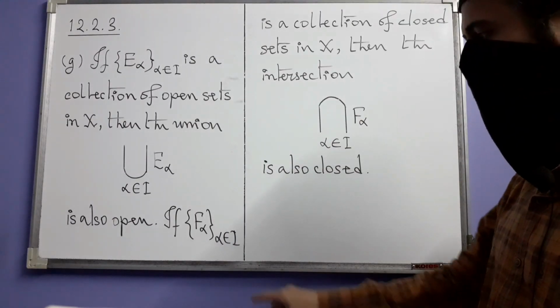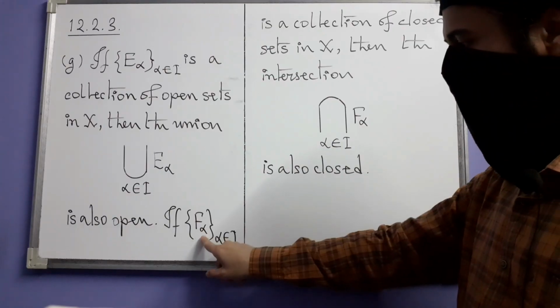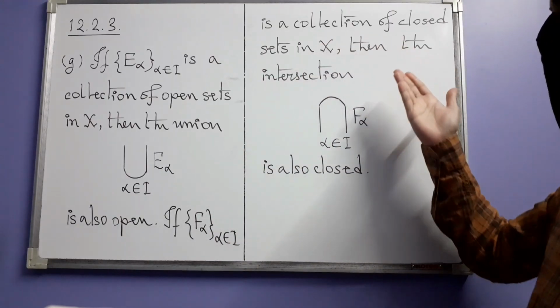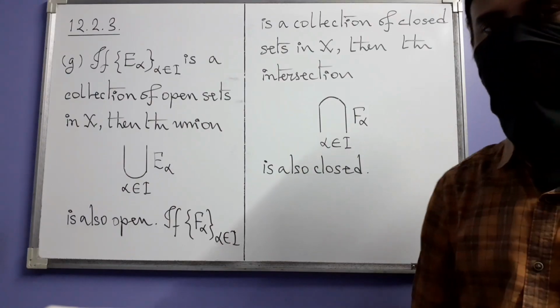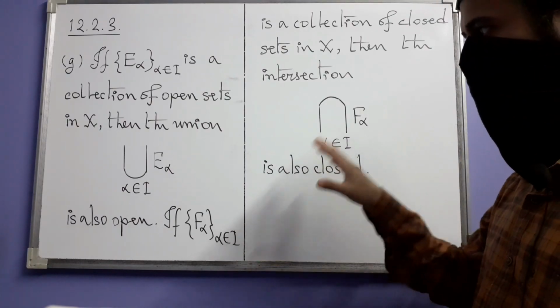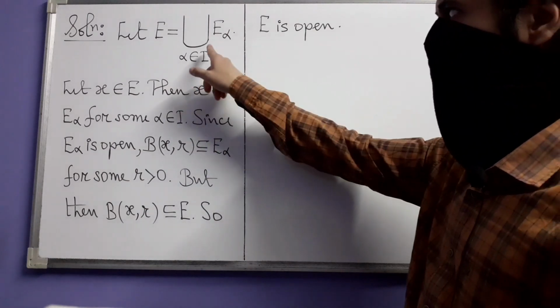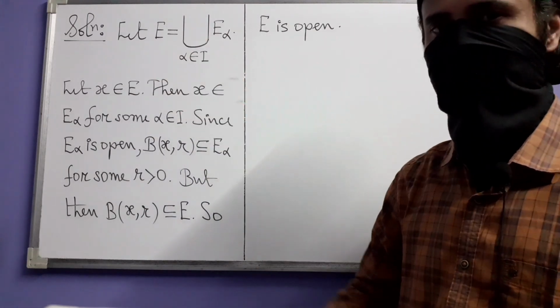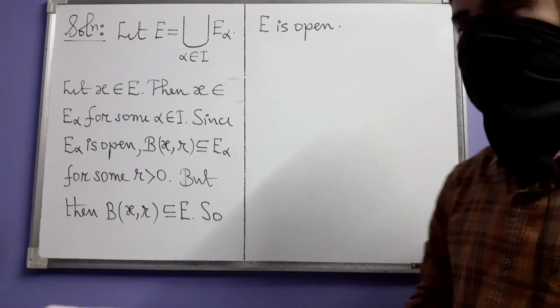Just like that, we have an indexed family of closed sets F alpha, where each F alpha is closed, then their intersection is also closed. So let us first prove these two things. We start the solution by first giving a name to this union. Let's call it E, because it's cumbersome to keep writing this notation.